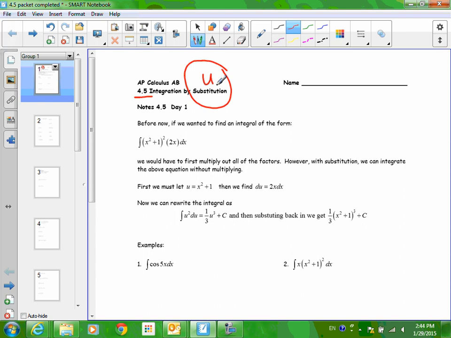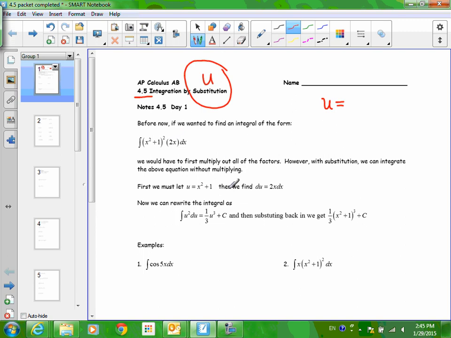Okay, so if you look at this first problem, you can see, okay, we could do this problem. This could have been on the test. It would have been a little mean of me to put something like this on a test, because what you would have had to do is a lot of algebra to make this look like a polynomial. You would have had to square that out, and then distribute the 2x, and then do the antiderivative. And that would have been not really that pleasant. Okay? So we have this new method, and what we're going to do is we're going to let u, the letter u, equal a part of this problem.